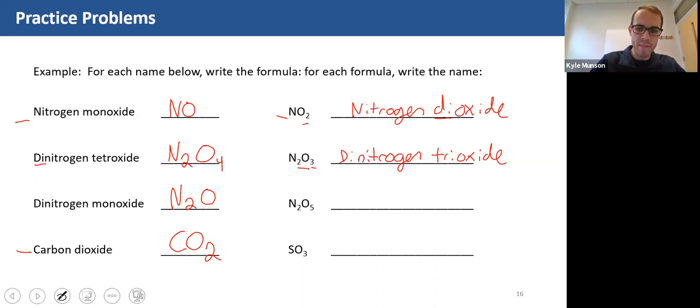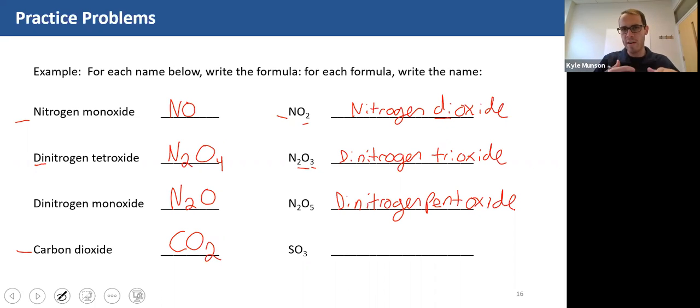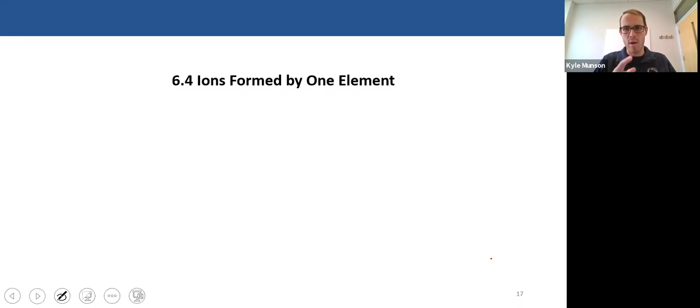Okay, this next one is going to be dinitrogen again, and then oxide. We have 5 oxygens, and remember that A at the end of the prefix there is usually dropped for oxygen. So instead of pentaoxide, it's pentoxide. Just a weird kind of rule there, or exception. I don't know what you call it. Nuance, I think is what I called it before. Okay, anyway, last one, sulfur trioxide. All right. So these are the names of all these compounds. That's how we name binary molecular compounds. In the next video, we're going to talk about ions formed by one element. So I'll see you there.